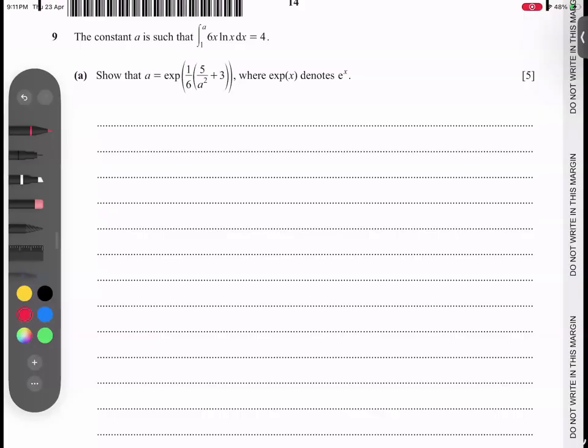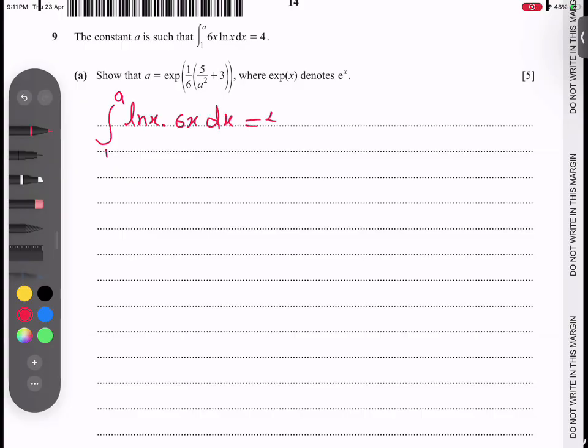Question number 9, and this is integration by parts, involving a numerical solution. So I have to convert this to this form. Okay, so let's start. First of all, I am just changing the arrangement: log x before and 6x later.